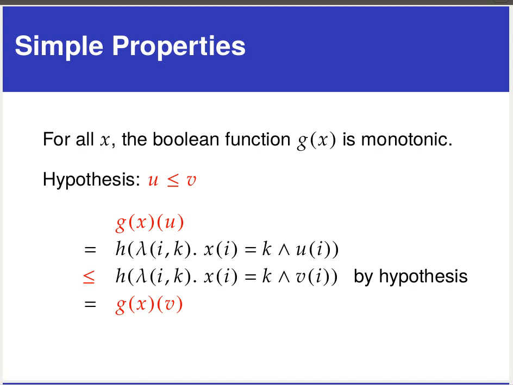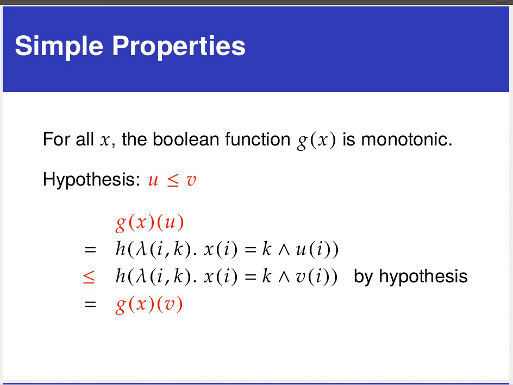So in this proof you see that on the first line we unfold the definition of G. In the second step of the proof we use the hypothesis, and in the last step of the proof we fold back the definition of G. So assuming that U is at most V, we deduced that G of X of U is at most G of X of V, and that's the definition of monotonicity for G of X.